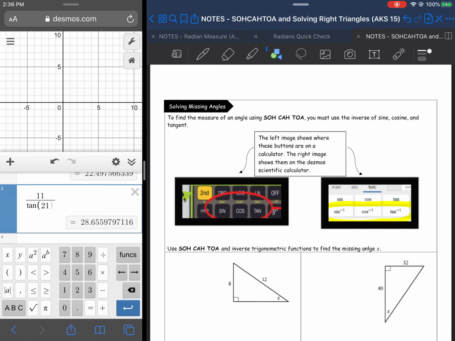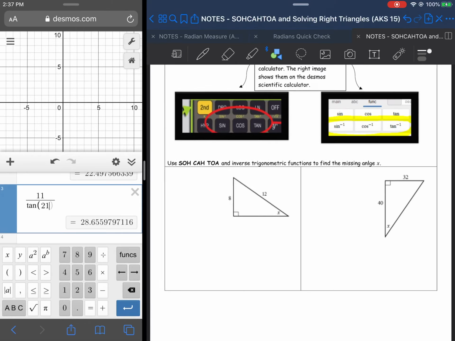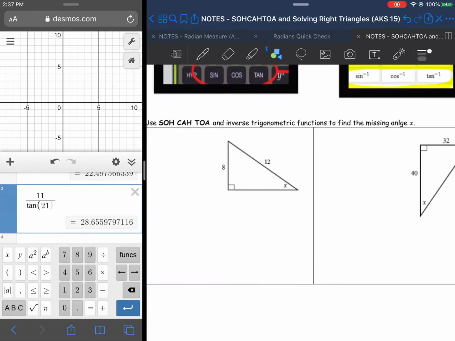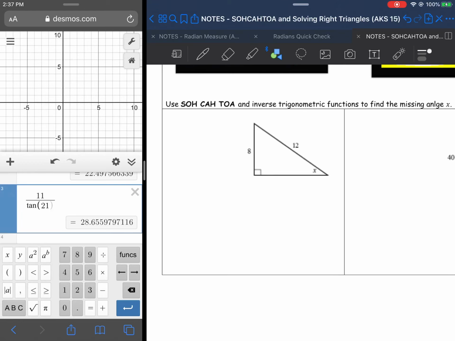To find the measure of an angle using Sohcahtoa, we must use inverse sine, cosine, and tangent. So on a standard calculator, you would see them written as sine, cosine, and tangent to the negative first power, but Desmos also has inverse sine, inverse cosine, and inverse tangent as well. So let's see how we would use those inverse trigonometric functions to find the missing angle x. Let's start with this example right here.